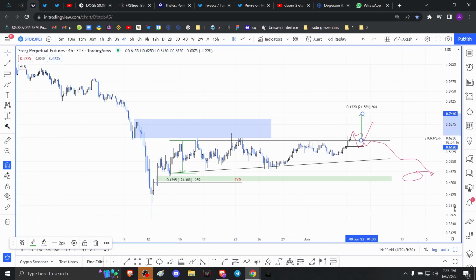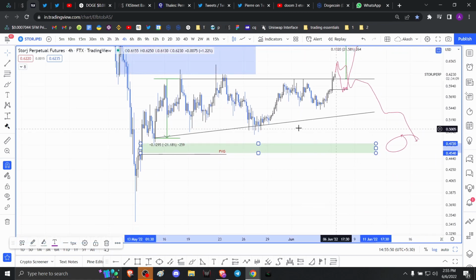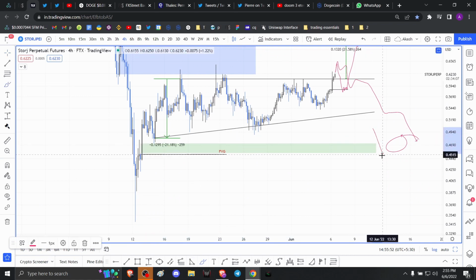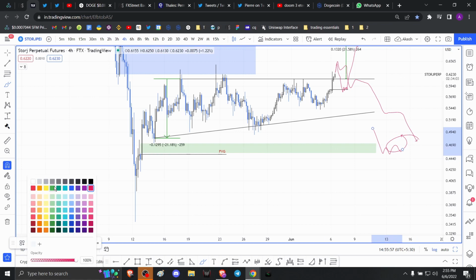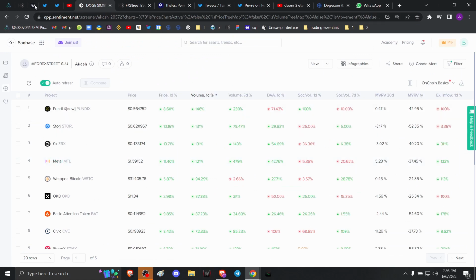As for the downside, like I mentioned here, there's an FVG gap extending from 0.454 to 0.472. That is where I believe the downside is kind of capped. We may probably get a sweep below the FVG, but I think it's going to be temporary. So that is my take on STORJ. Let's take a look at the next coin, which is MTL.